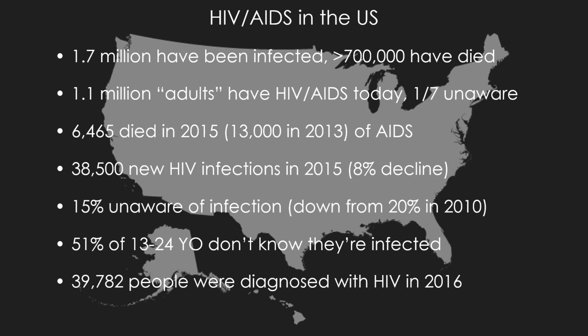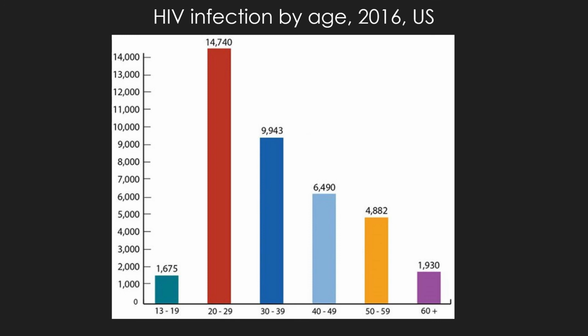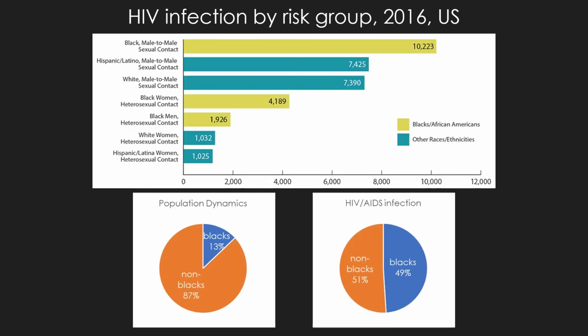And we had a bit of a bump. Notice new infections in 2015, 38,500 in 2016, almost 40,000 people were diagnosed with HIV in 2016. By far, the biggest group of people who are HIV positive in the United States are ages 20 to 29. And of those people, the biggest infection risk group are Blacks who have male-to-male sexual contact, followed by Hispanics or Latinos who engage in male-to-male sexual contact, and whites or Caucasians who engage in male-to-male sexual contact.